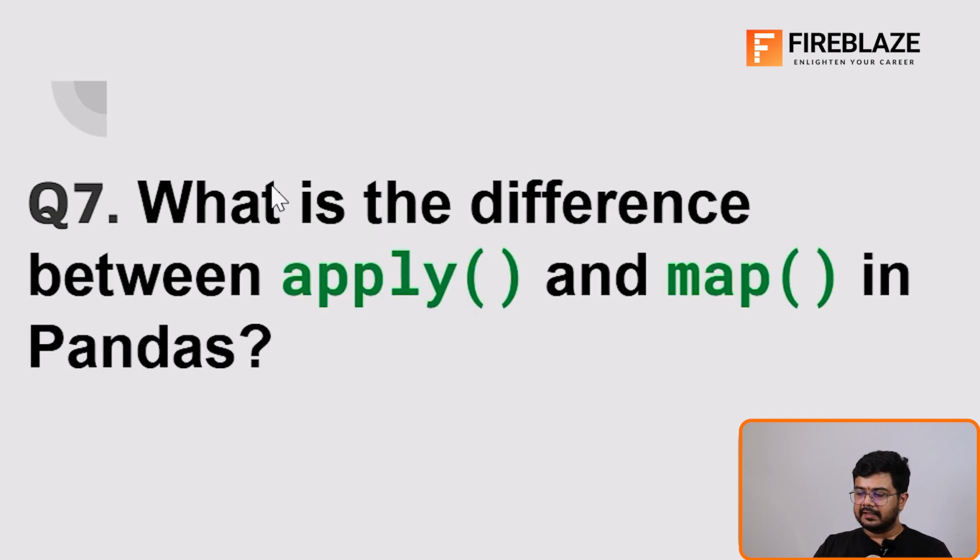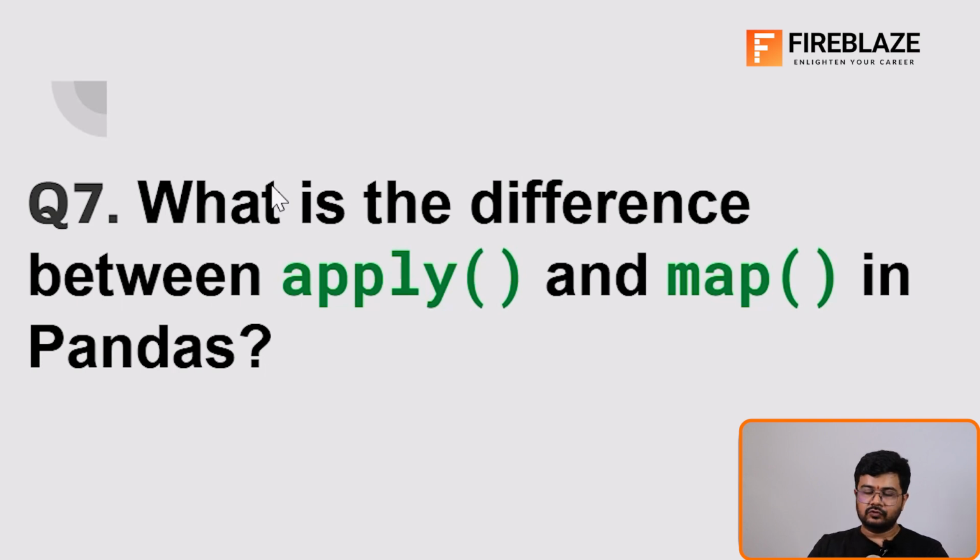What is the difference between apply and map in pandas? Alright. So map is a function which is used whenever we want to map every value in an iterator using some kind of function. For example, if I want to convert every value in a list into an integer, I will use the map function. Similarly, in a data frame or in a series, whenever I want to map every element in that series using the same function, I will use the apply method.